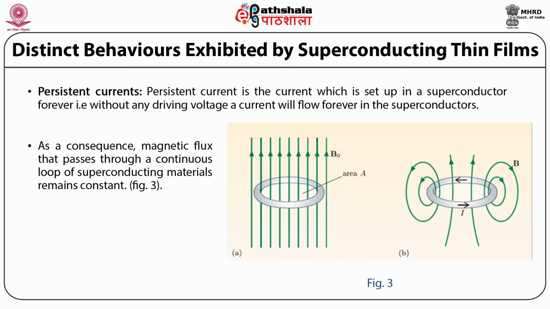figure. That is, even when the specimen is cooled below its critical temperature in an applied field B0, the value of flux is maintained through the specimen even when the applied magnetic field is removed.